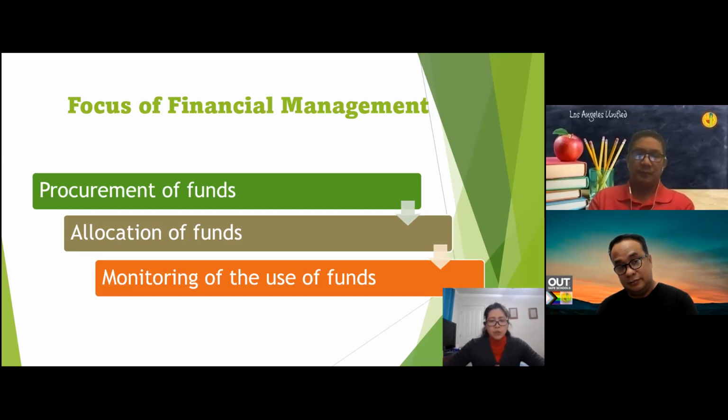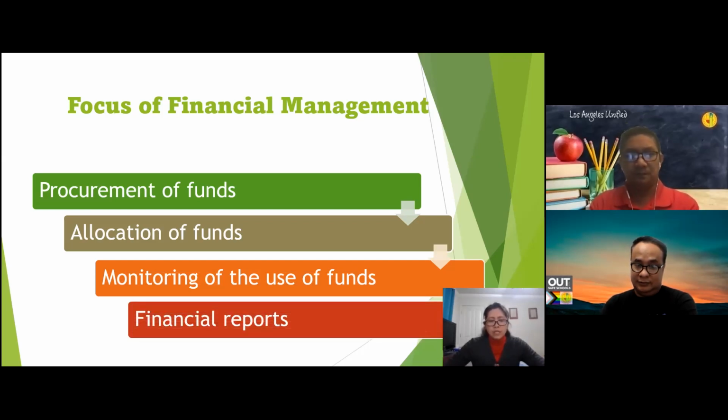The third focus is the monitoring of the use of funds. The overseeing and controlling of the use of funds or financial resources through check and balance is a very important part of financial management. Monitoring is the process by which the receipt of revenues and outflow of expenditures are recorded, monitored, and being adjusted if needed to ensure that the budget is managed honestly, efficiently, and effectively.